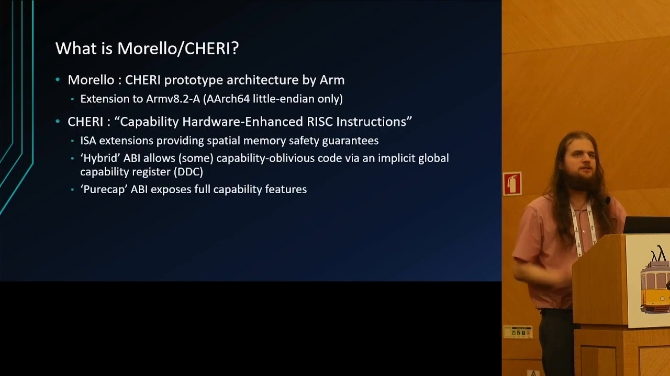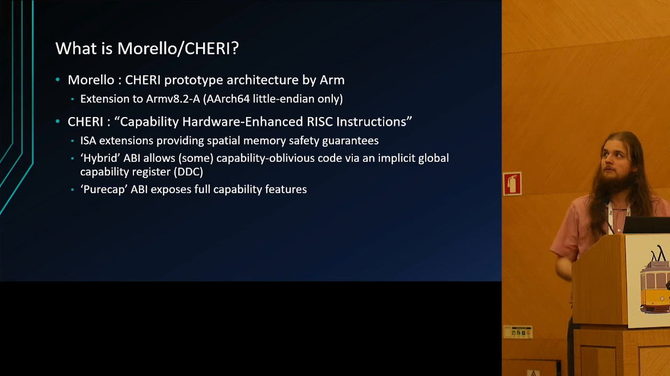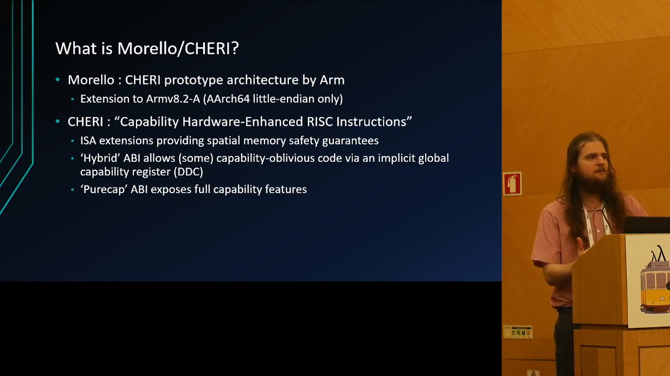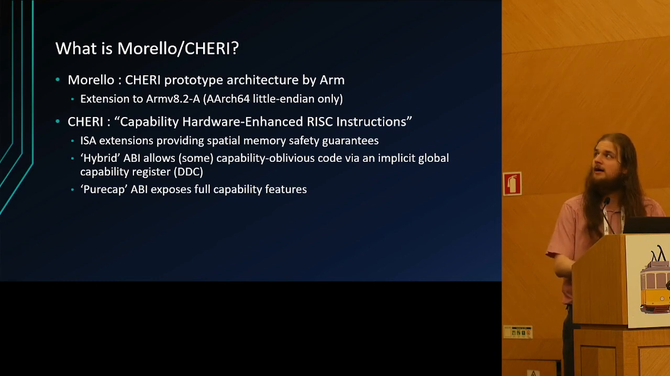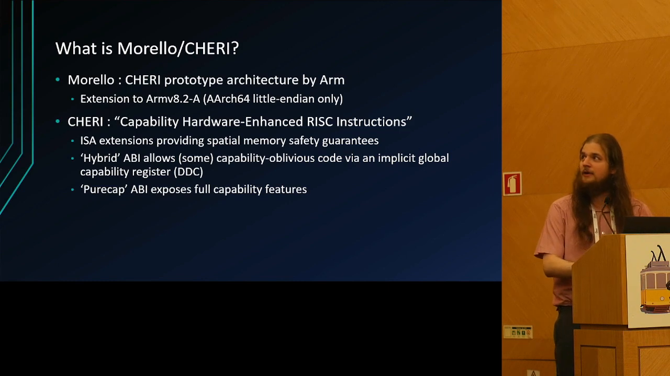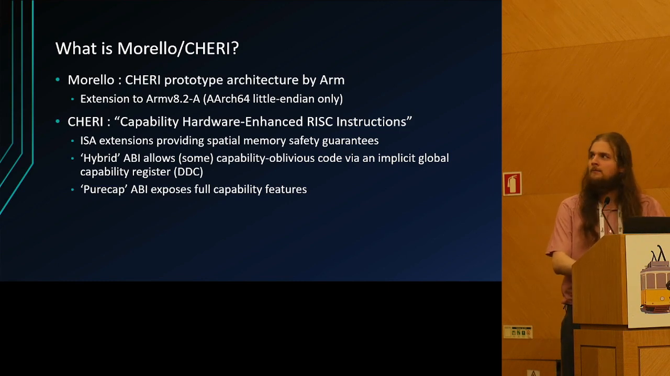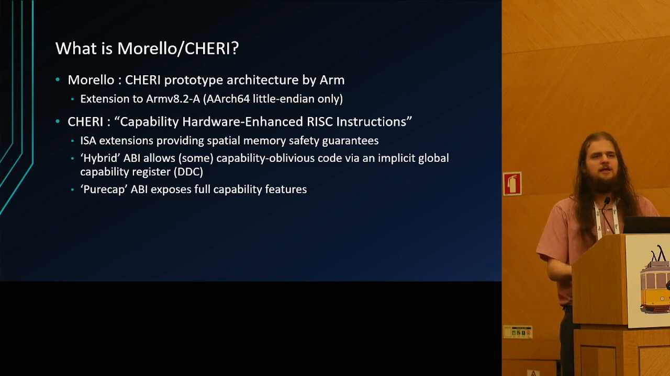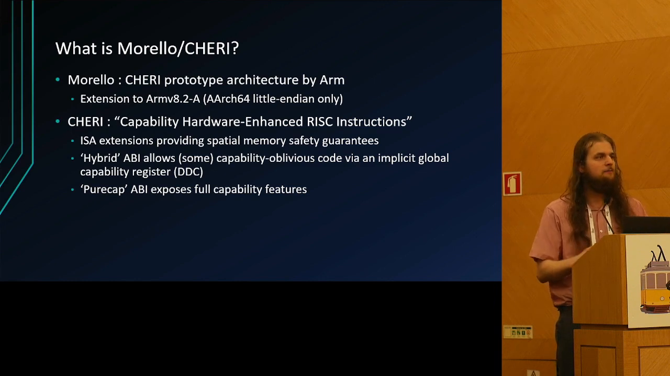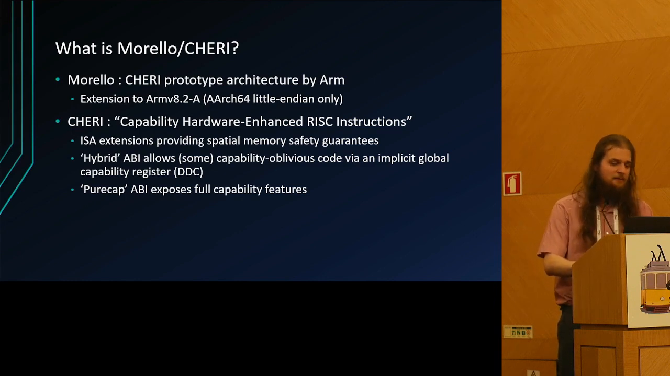The more interesting question is, what is Morello? What is CHERI? So Morello is the CHERI prototype architecture developed by ARM. It's an extension to the Neoverse processor implementing ARM v8.2a. So 64-bit ARM stuff. CHERI itself stands for Capability Hardware Enhanced RISC Instructions. This is a set of instruction set extensions that allow certain spatial memory safety guarantees. So I'll talk a bit more about that, but basically converting pointers into a more sort of type-safe, memory-safe thing.